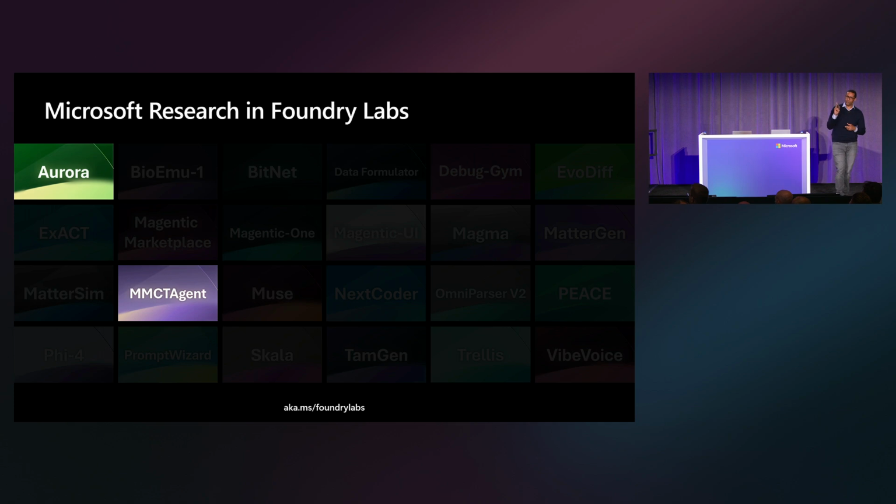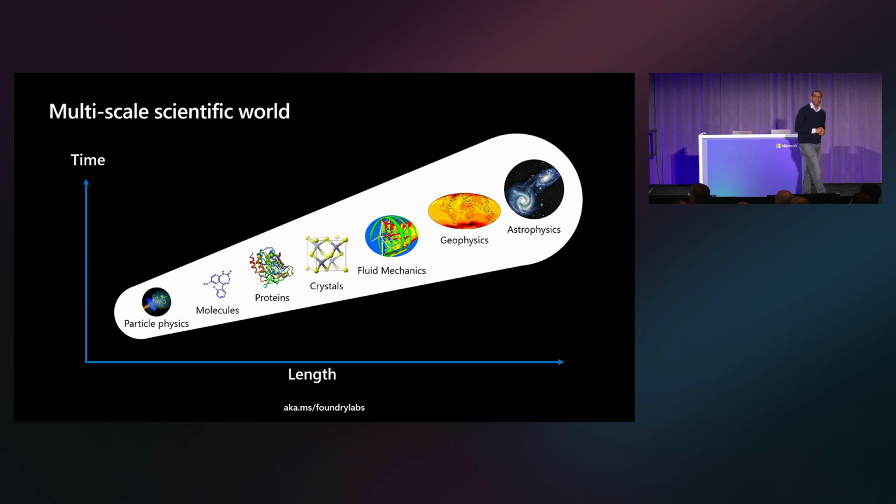And so I'll cover two from Microsoft Research, one called Aurora, another called MMCT Agent, a multimodal critical thinking agent. I'm also going to show you one that originates from an external partner. As I mentioned, we operate as part of that global research ecosystem, and so some of these innovations will also come from partners.